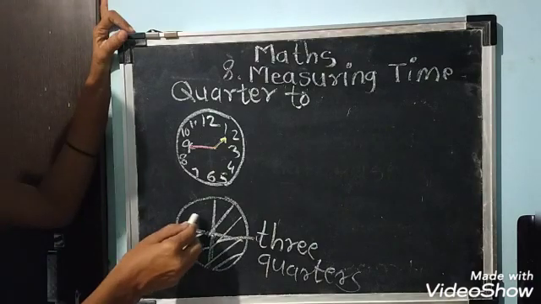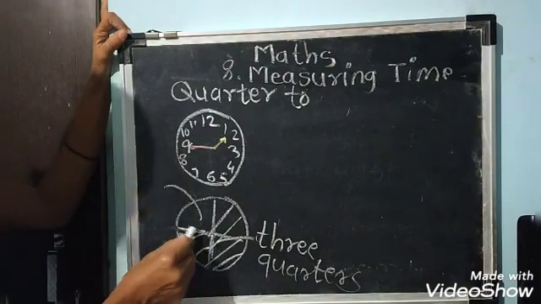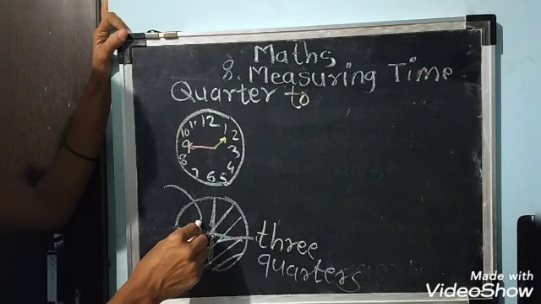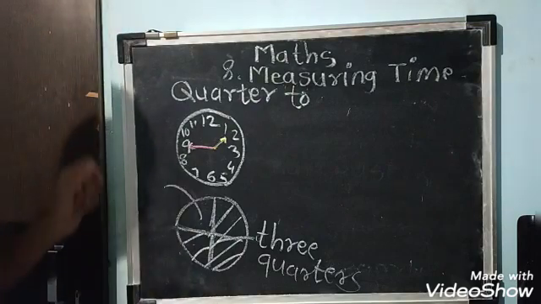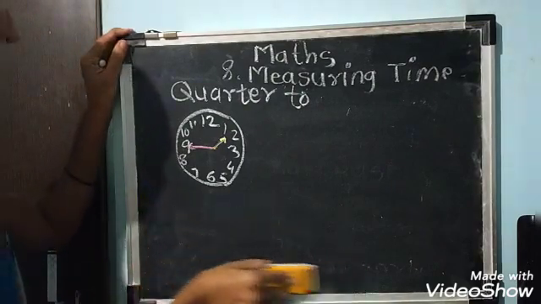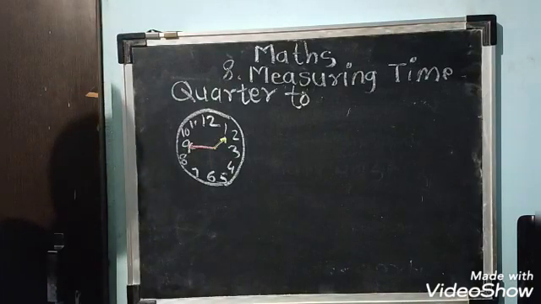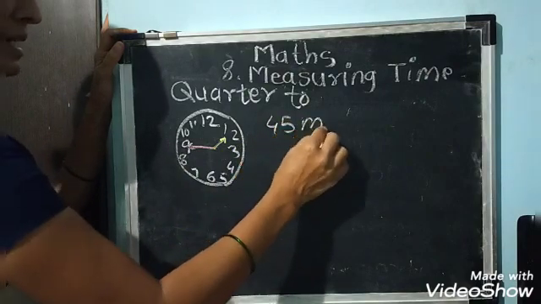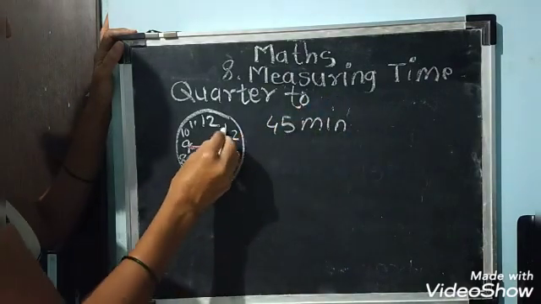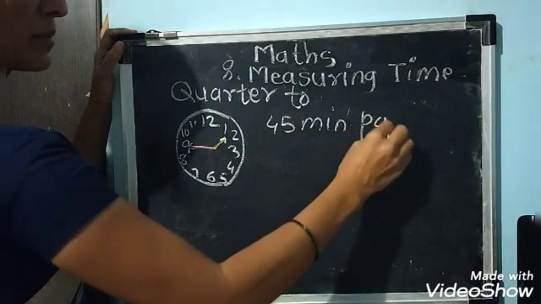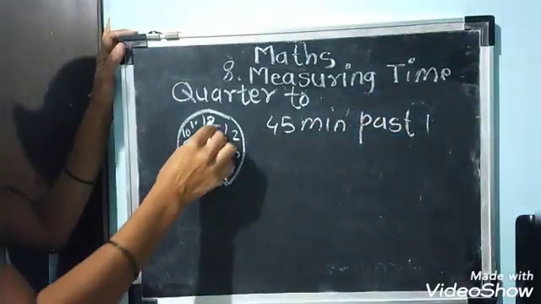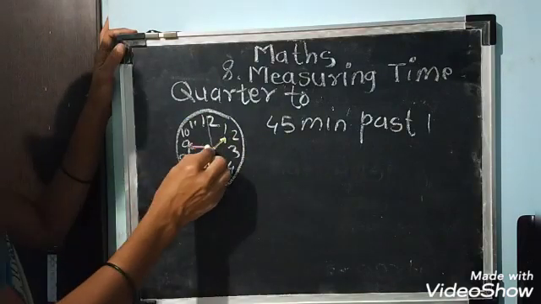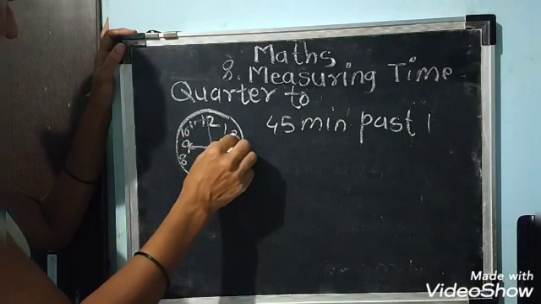So, we can say in the clock, a quarter to. That means for a whole figure, this quarter remains. Quarter to means a quarter remains to the next number. Here the minute hand is on 9. That means 9 fives are 45 minutes past 1. That means after these 15 minutes there will be 2 o'clock.